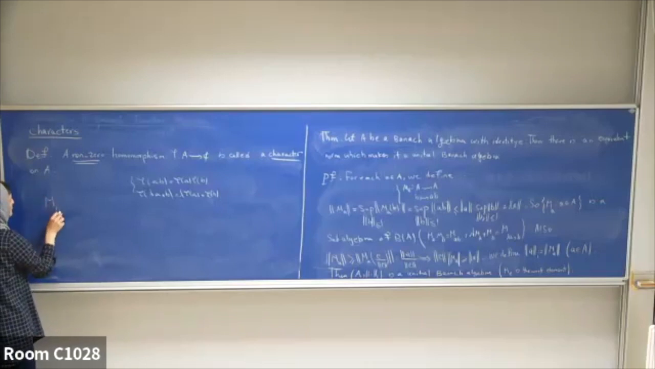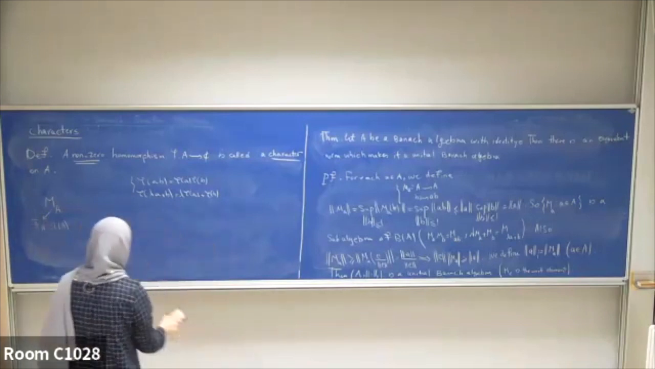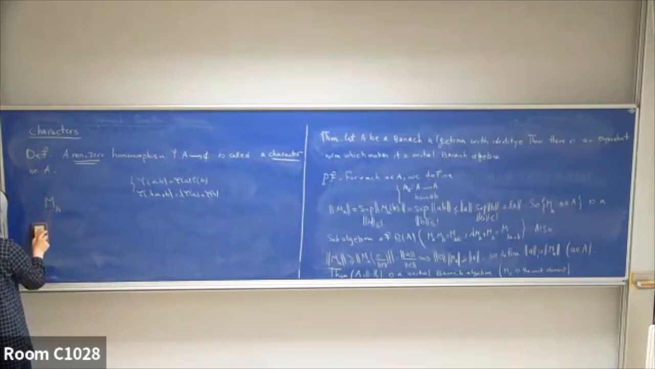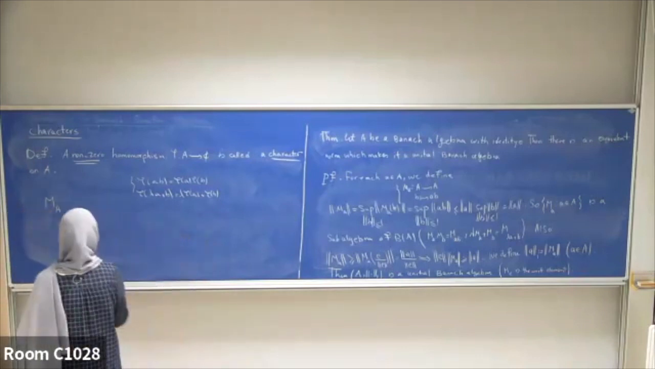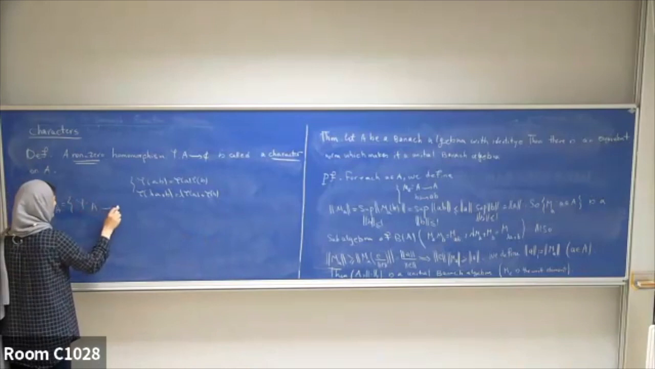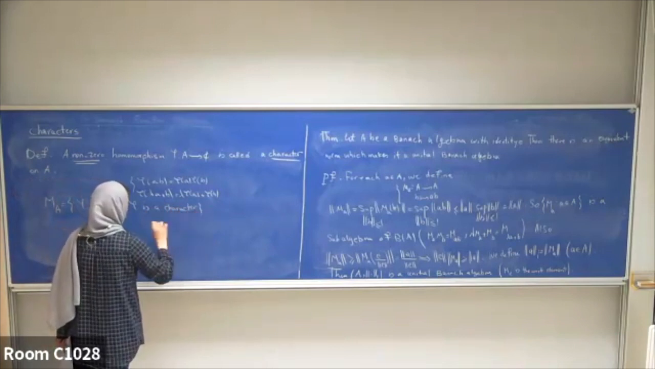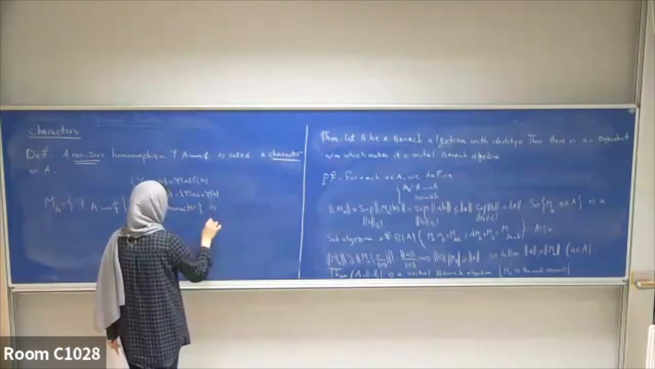And we put all characters on A in this set, M of A. Of course, some books use, for example, phi of A or omega of A, but because in the commutative case there exists a bijection between elements here and the set of maximal ideals of A, I prefer to use M of A. So M of A is the set of phi from A to C, phi is a character, and is called the character space of A.